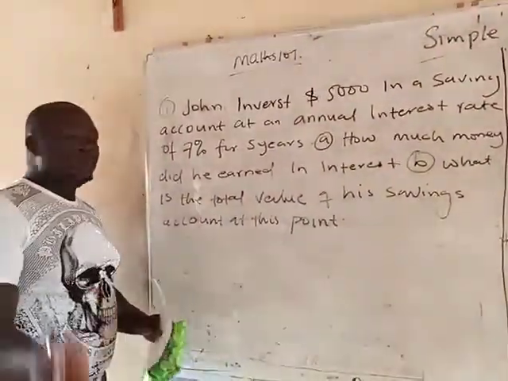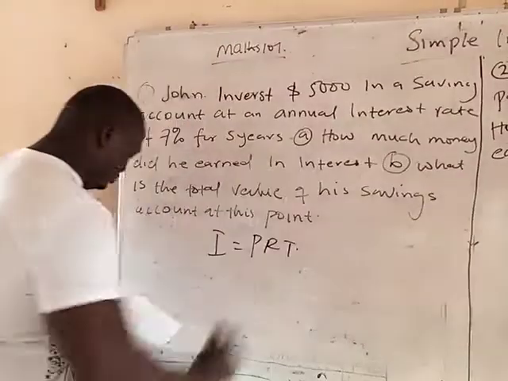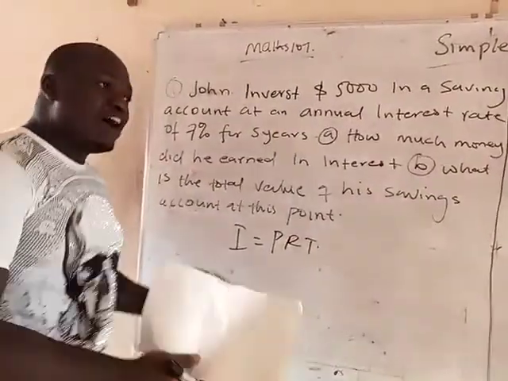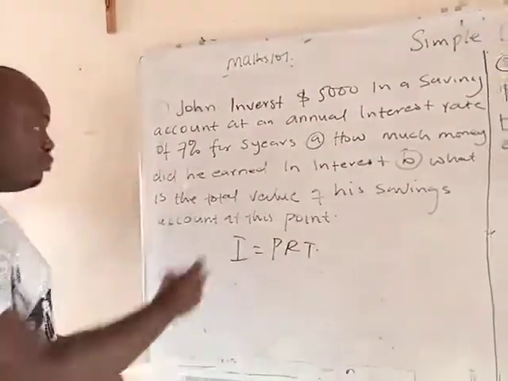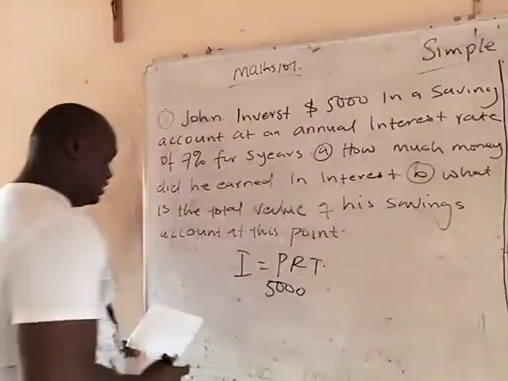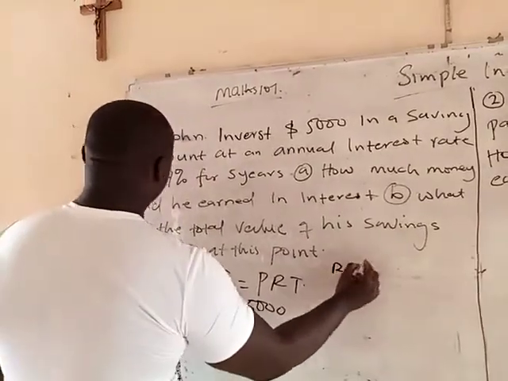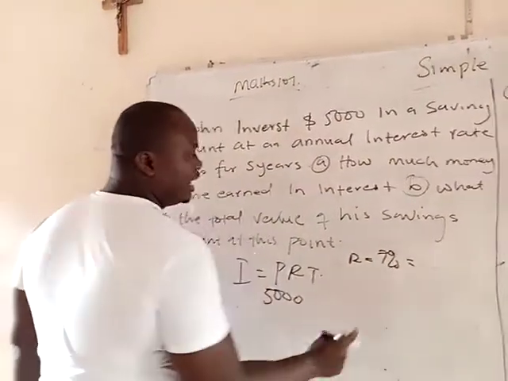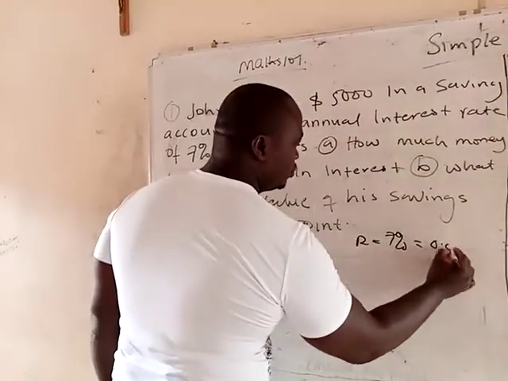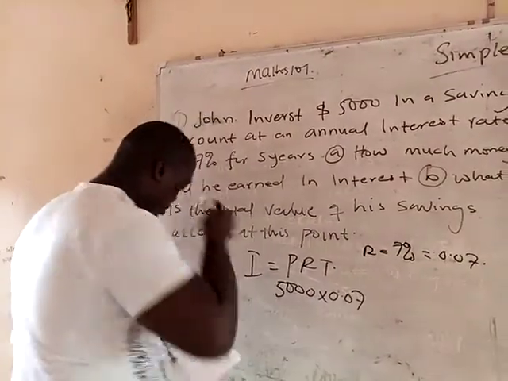Now what you need to do is what? We are going to write our beautiful formula, which is what? I equals PRT. And from the question you can see the money he invested, the money you want to invest. You have the money, that is your principal. And your principal here is what? 5,000, right? And then we already have that the rate is what? 7%. And I told you that whenever you have 7%, it's 7 divided by what? 100. So this is 0.07, right? So you have times 0.07, right?